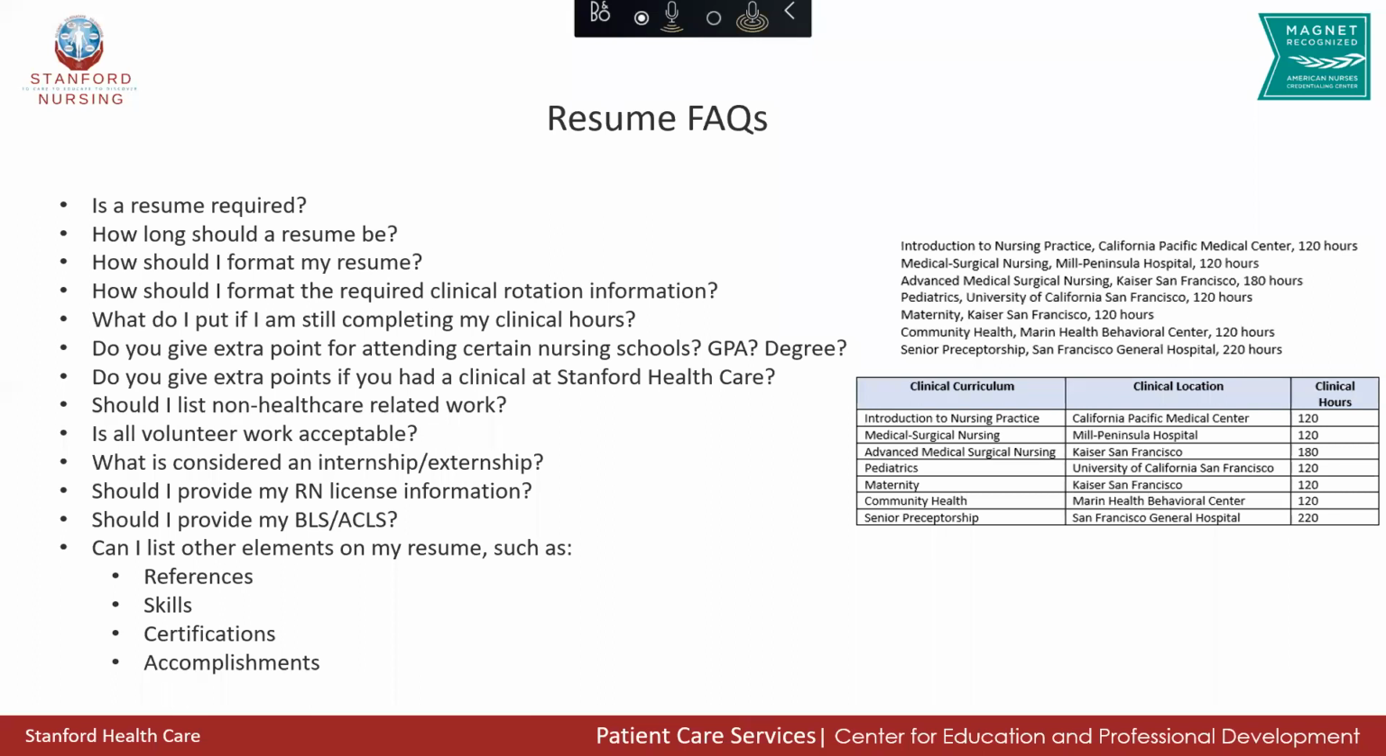This is the curriculum, med-surg nursing or pediatrics or maternity, whatever curriculum you were filling. And then this was the location. I did it at Kaiser San Francisco or Marin Health Behavioral Center. And these are the number of hours associated with that clinical location. If you are still completing a rotation, you can just put in progress since you haven't completed, and that is fine. We do not give extra points if you have done a certain number of clinical hours, or if you have done clinical hours at Stanford.